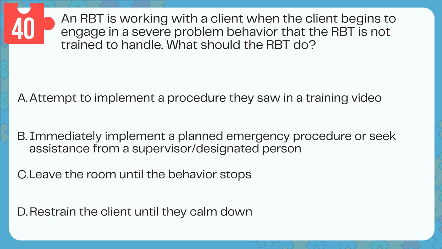Question 40. An RBT is working with a client when the client begins to engage in a severe problem behavior that the RBT is not trained to handle. What should the RBT do? A. Attempt to implement a procedure they saw in a training video. B. Immediately implement a planned emergency procedure or seek assistance from a supervisor/designated person. C. Leave the room until the behavior stops. D. Restrain the client until they calm down.